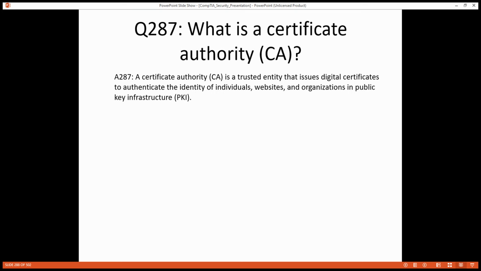Q287. What is a certificate authority (CA)? A287. A certificate authority, CA, is a trusted entity that issues digital certificates to authenticate the identity of individuals, websites, and organizations in public key infrastructure, PKI.